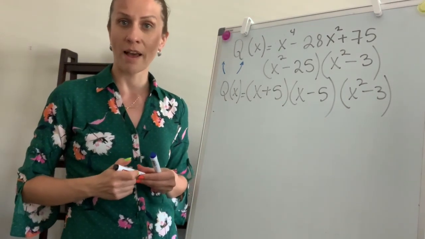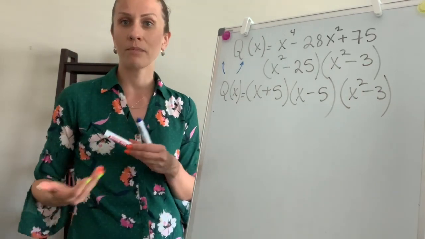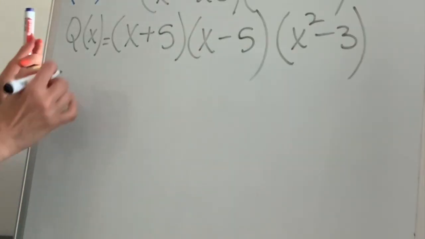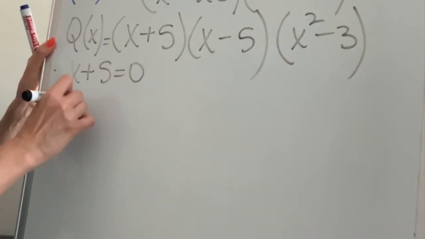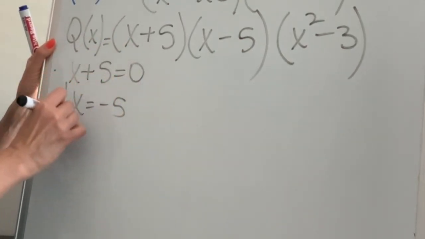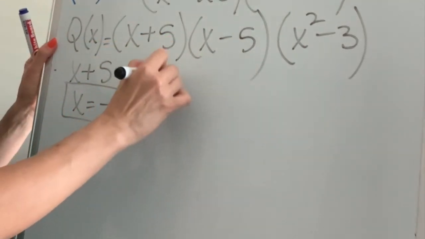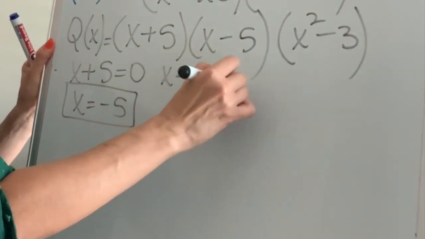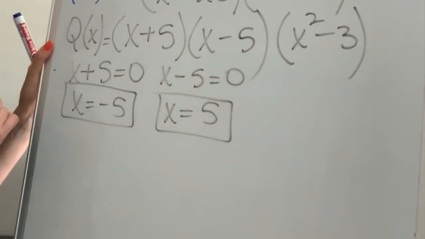We will take each factor, of which we have 3, and make them equal to 0. So let's make x plus 5 equal to 0. If x plus 5 is 0, that means x is negative 5, and that's the first zero. Then we'll make x minus 5 equal to 0. If x minus 5 is 0, x is 5, and that's our second zero of the polynomial function.